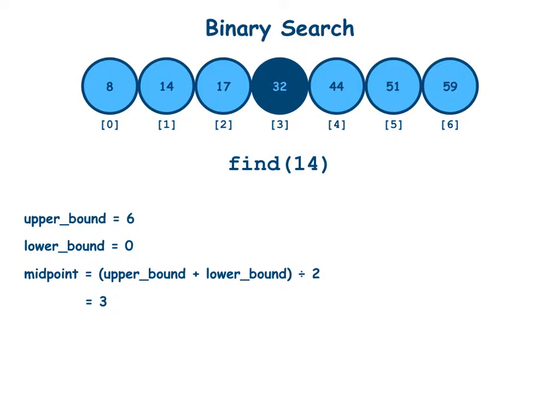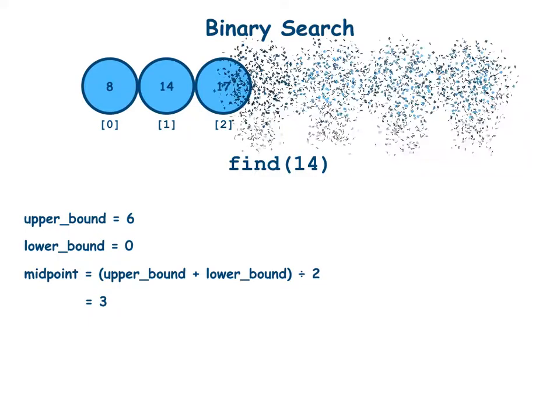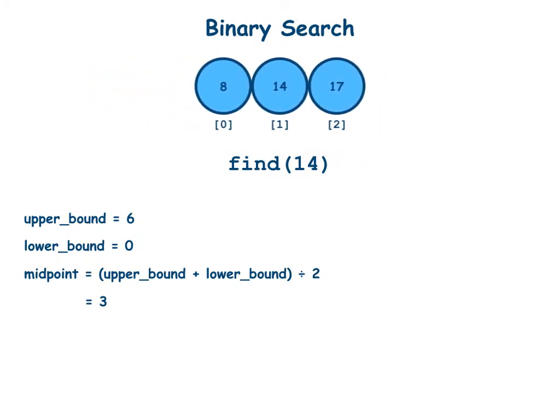So binary search says, all right, let's look at the value that's currently at index 3. Is 14 less than, equal to, or greater than the value at index 3? In this case, 14 is less than 32. So that means if 14 is in this list, it'll have to be to the left of index 3. So binary search will now focus its attention on just indexes 0 through 2.